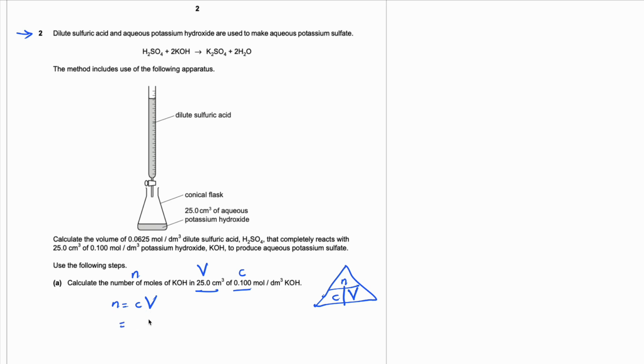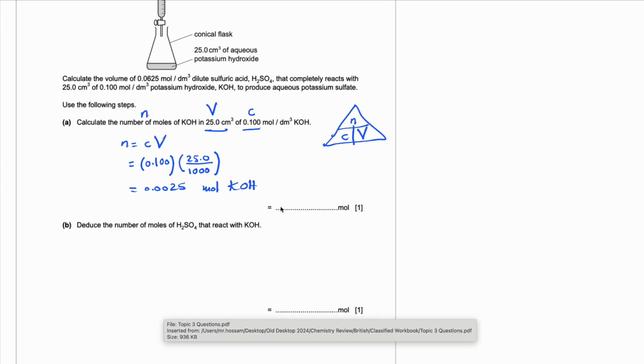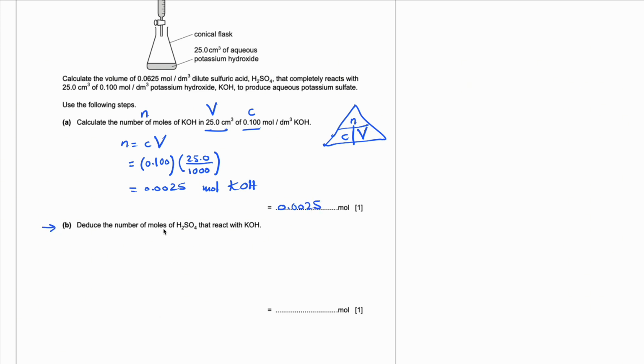And that is equal to concentration is 0.100 times 25 cubic centimeter, but you have to convert it into cubic decimeters. Units have to be matched, cubic decimeters in both of them. So you have to divide by 1,000. Remember that. And that gives us 0.0025 mole of potassium hydroxide. So the answer is 0.0025.